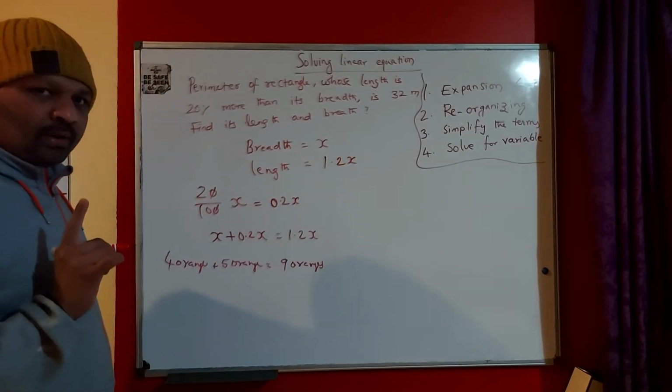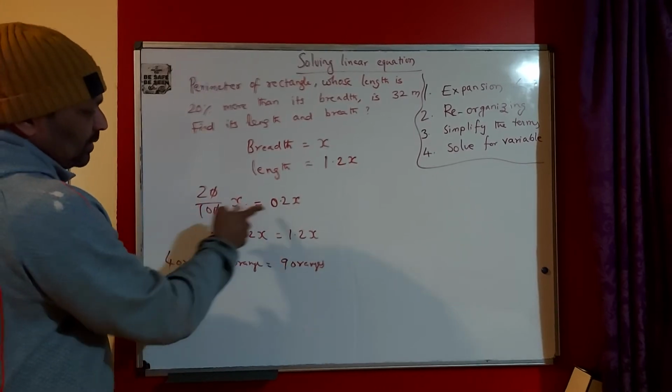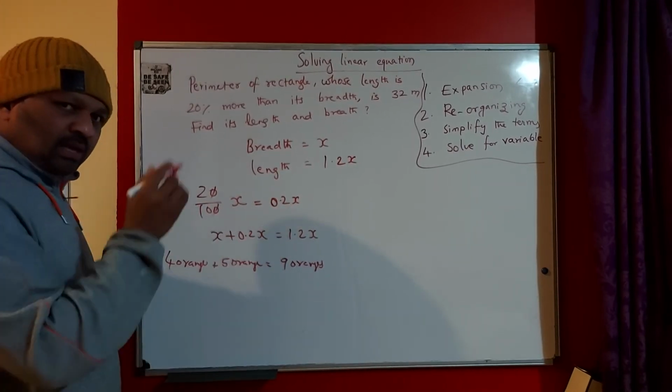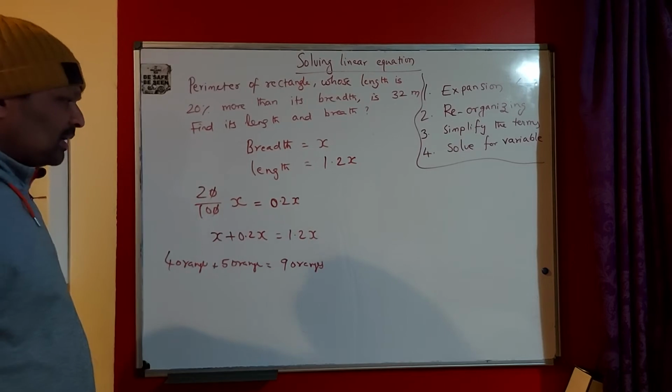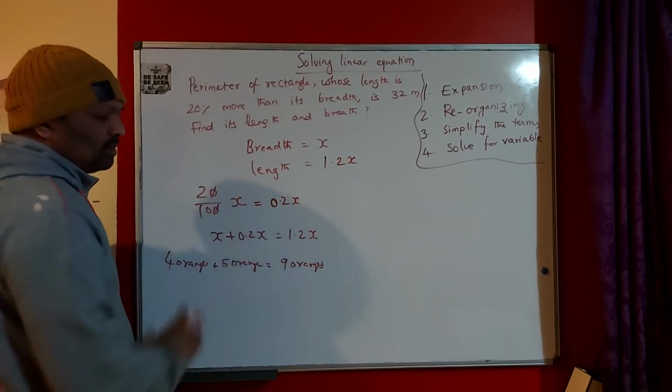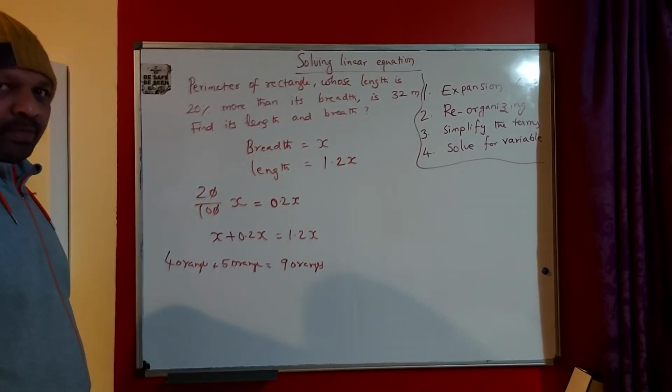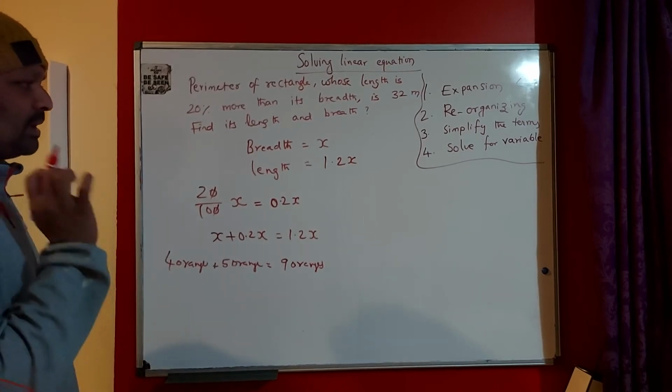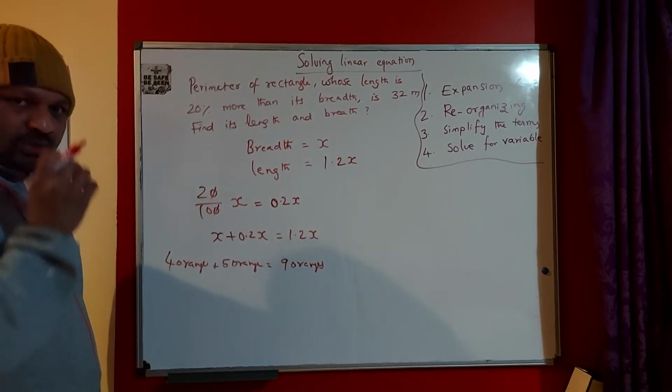Okay, how did we get 1.2x? This is 20% of x, 0.2x. If I add 0.2x to x, I'll get 1.2x. Okay, that's how simply you should be able to tell.